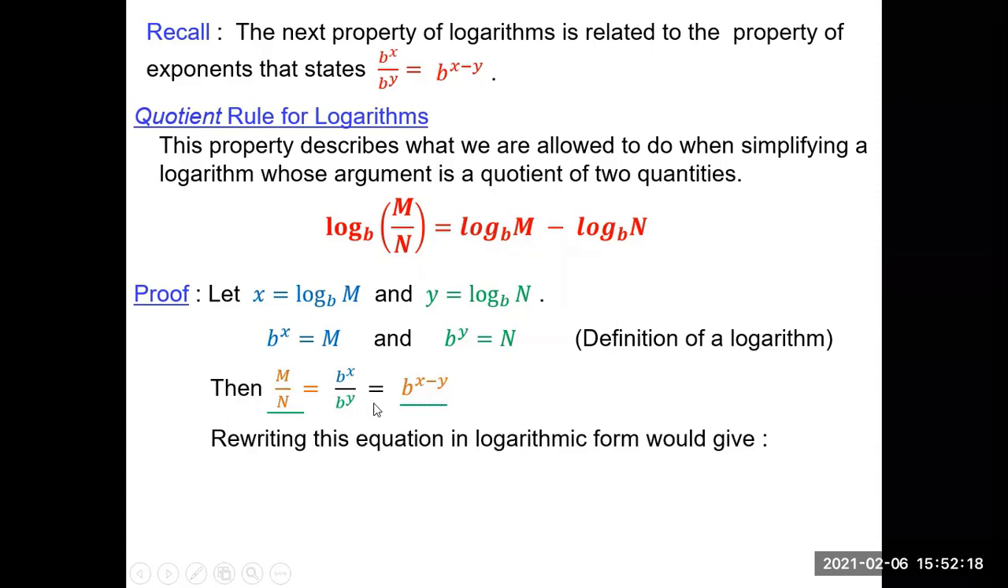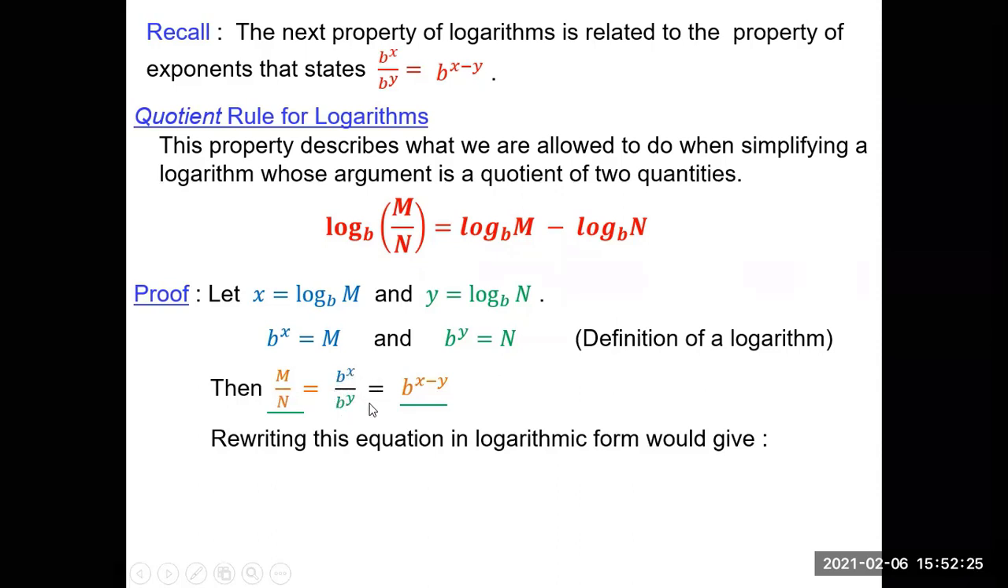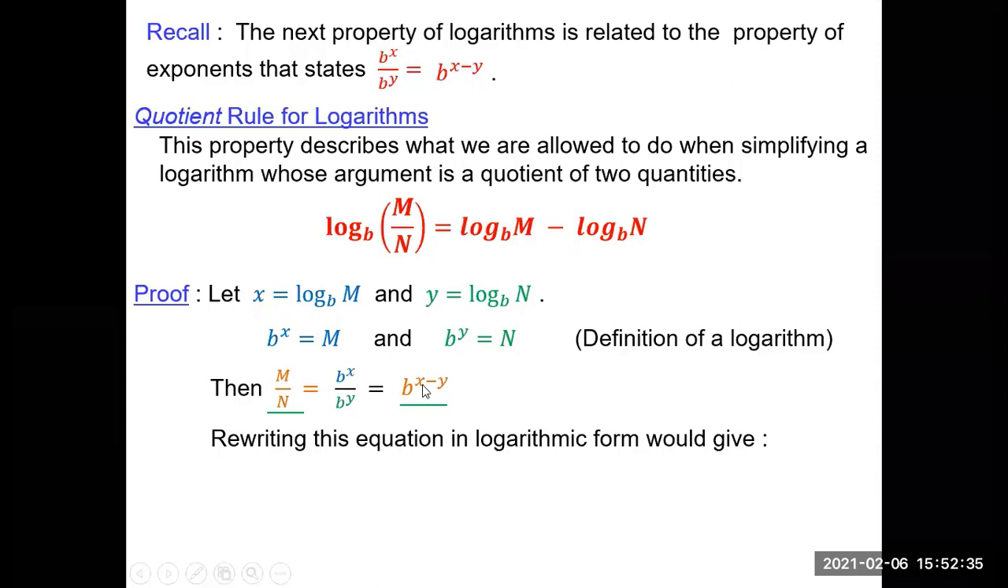This is now a single exponential equation if we disregard the middle equation here. And therefore we could rewrite this as a logarithm. We could say log with the base of b of m over n is equal to the exponent of x minus y. Again, just converting from an exponential form into logarithmic form.